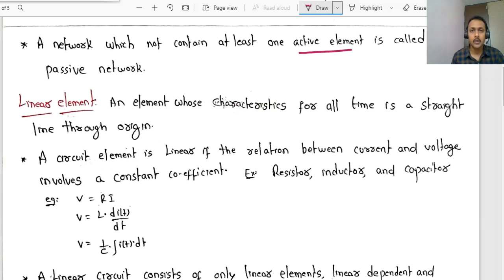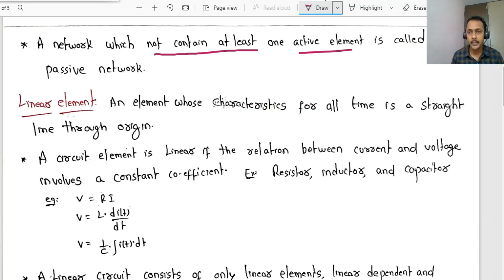Now, if a network does not contain at least one active element, then it is to be called a passive network. You are given a circuit diagram or network where there is no active element, then you can simply call it a passive network. Similarly, we will have linear elements.